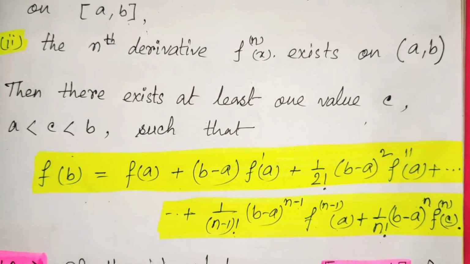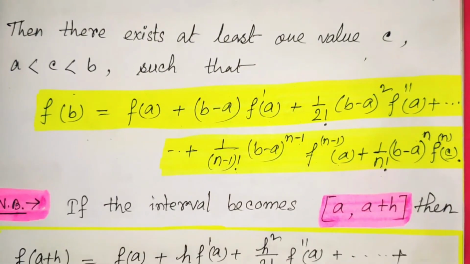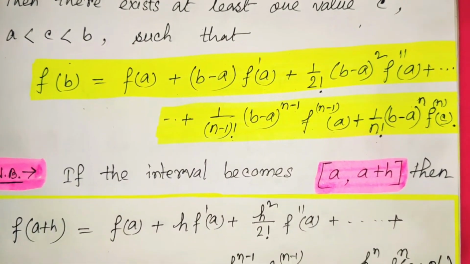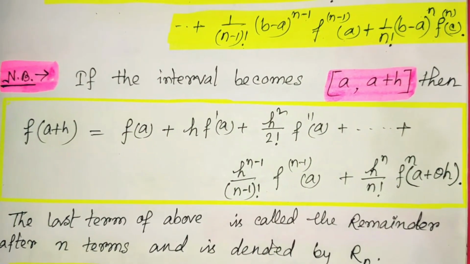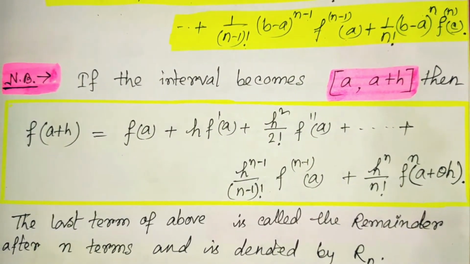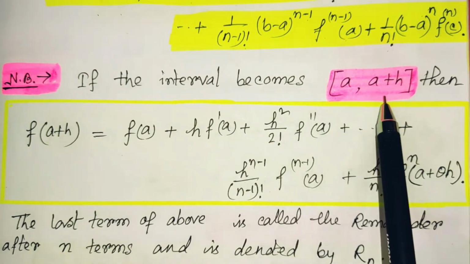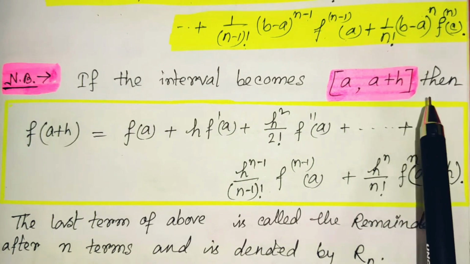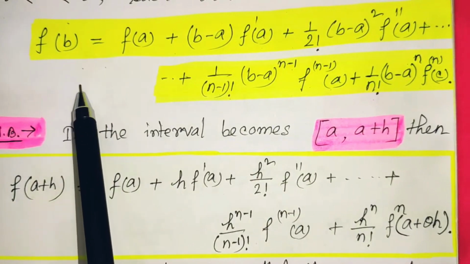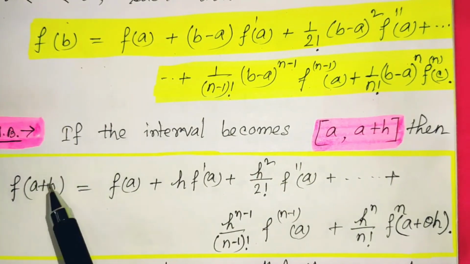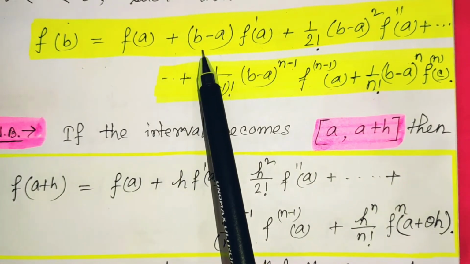Here you just note that the interval is right now a comma b. If we change the interval, then we will find this theorem in different forms. So let us verify the different forms of Taylor's theorem. First of all, we change the interval from a comma b to a comma a plus h. Then what will be the change in the above formula? Simply, instead of b we substitute a plus h.